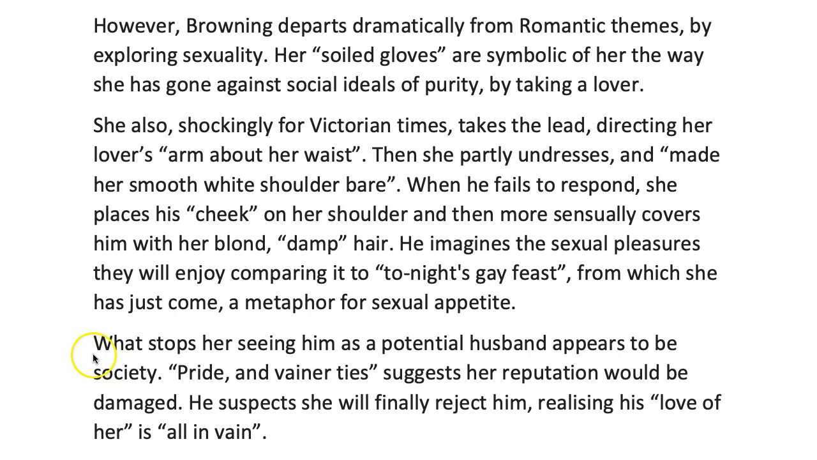And then he drops a really clear clue as to why this lover has been excluded. So what stops her seeing him as a potential husband appears to be society, which we get from the line pride and vainer ties, which suggests her reputation would be damaged if it were public knowledge that she was linked to him. So he suspects she will finally reject him, realizing his love of her is all in vain.